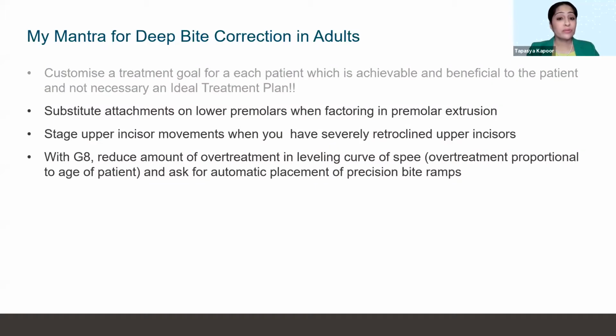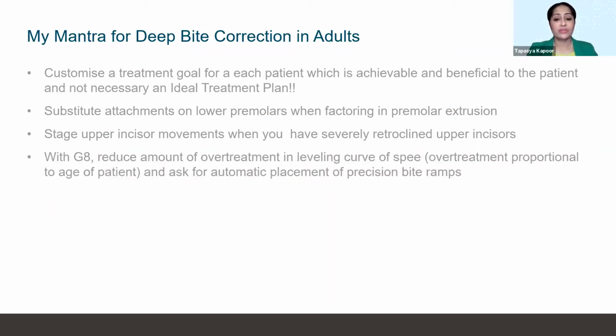We want to substitute attachments on lower premolars when we are factoring in premolar extrusion or even incisor intrusion. We want to stage upper incisor movements when you have severely retroclined upper incisors. And with G8, we want to reduce the amount of overtreatment that we are building in leveling our curve of Spee. This overtreatment should be proportional to the age of the patient. And also we should ask for automatic placement of precision bite ramps.